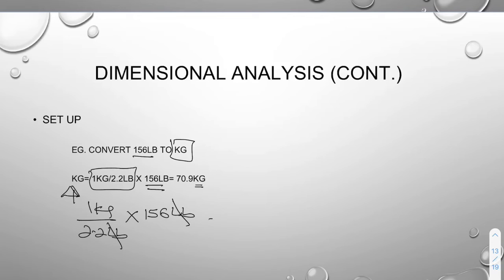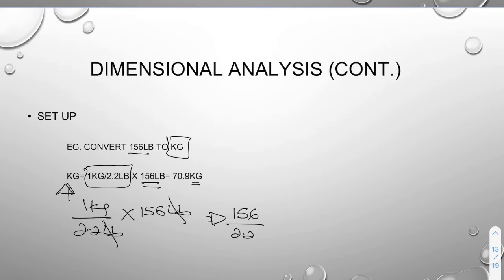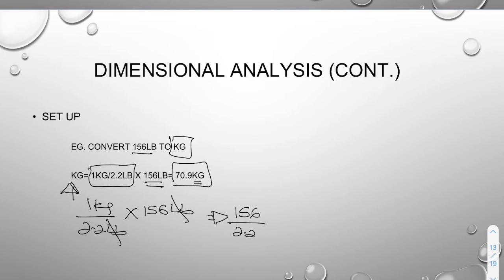156 divided by 2.2. When you do that, you will get 70.909, and you will round it to 70.9 kg.